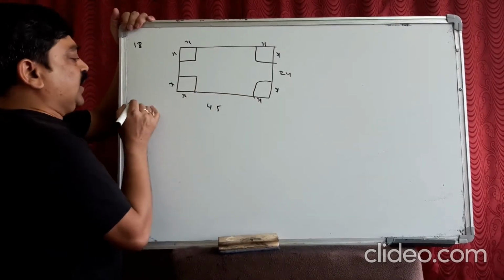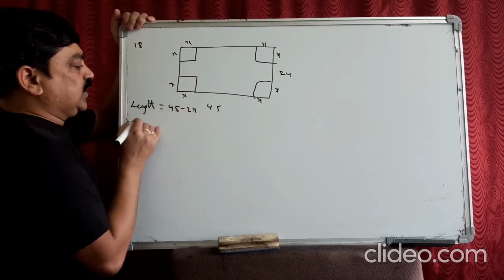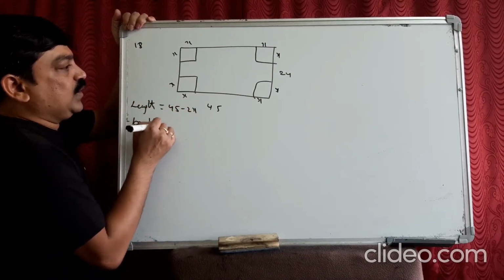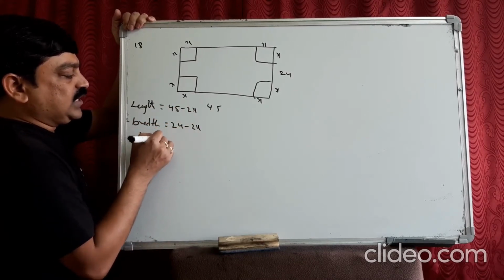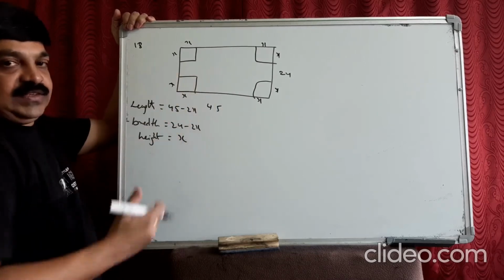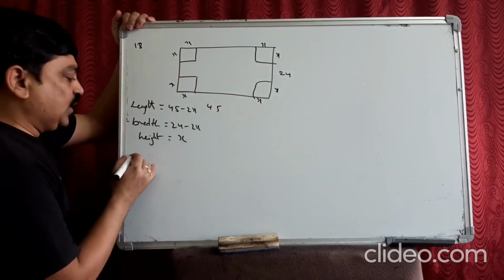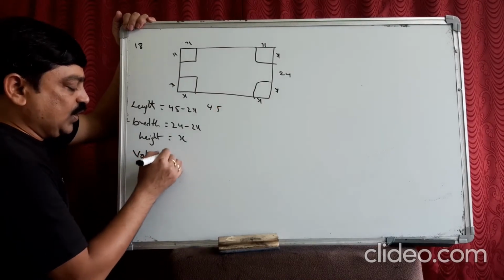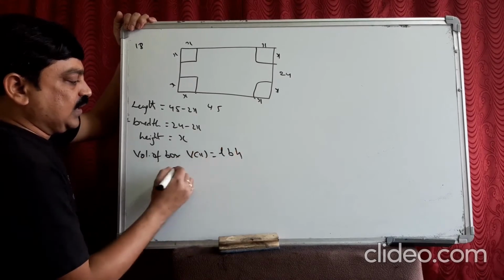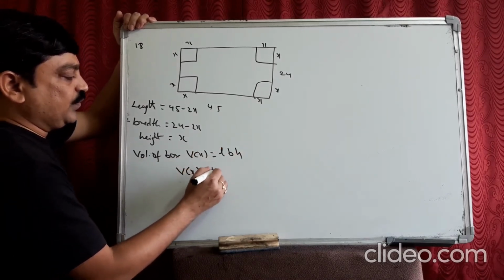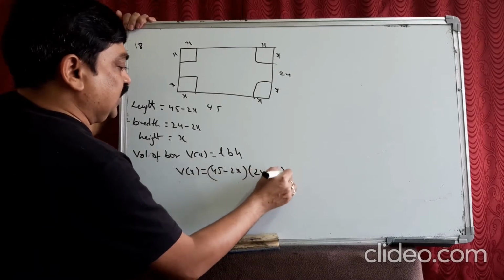Okay, let us see. Length becomes now 45 minus 2x. Breadth becomes now 24 minus 2x. Height will be same, which stands. It is nothing but x, because the one which was cut, that will be standing. Okay. Now volume of the box. Volume of box V of x is LBH. So V of x is equal to 45 minus 2x into 24 minus 2x into x.